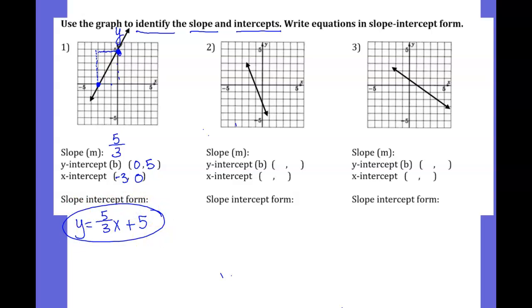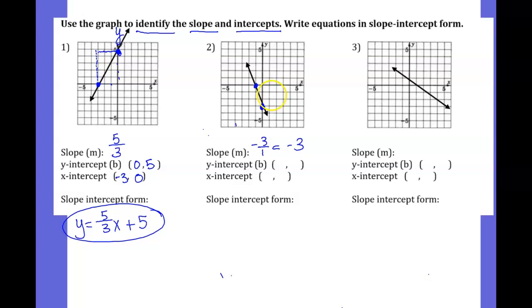Okay? All right, if I looked at number 2, I'm going to use this point here and this point here. I'm going to calculate my slope. I'm going to go down 1, 2, 3, and then I'm going to go to the right 1. So my slope is going to be -3 over 1, which is -3.